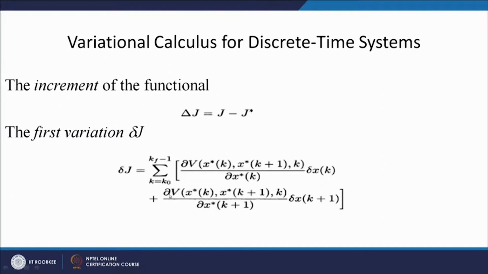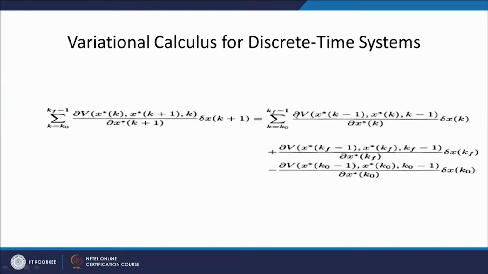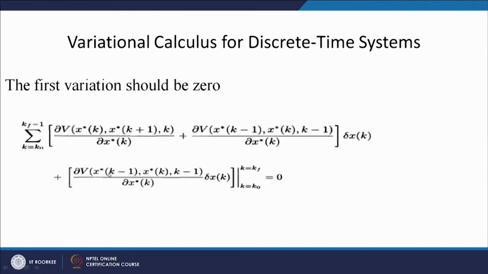So, this second term we convert into the form of delta x k. In this conversion we got the first term as the partial derivative of v with respect to x star k minus 1, which is the coefficient of delta x k, plus the boundary condition, which is given as the derivative of v at x star k minus 1, x star k, k minus 1, times delta x k, at the points k equal to k0 and k equal to kf. So, k equal to k0 is my initial condition and k equal to kf is my final condition.